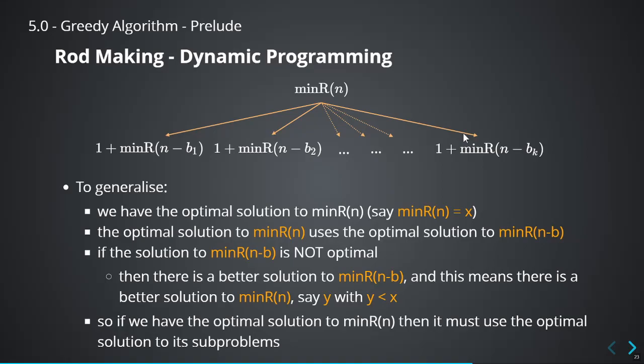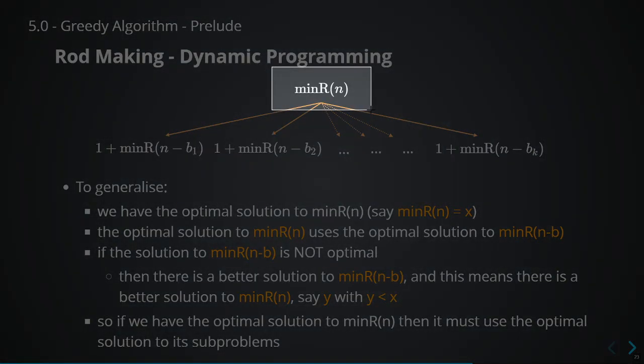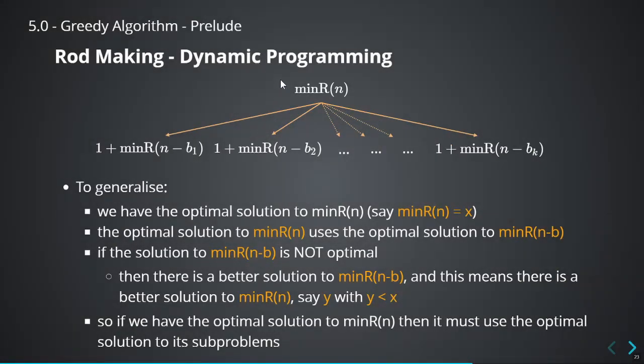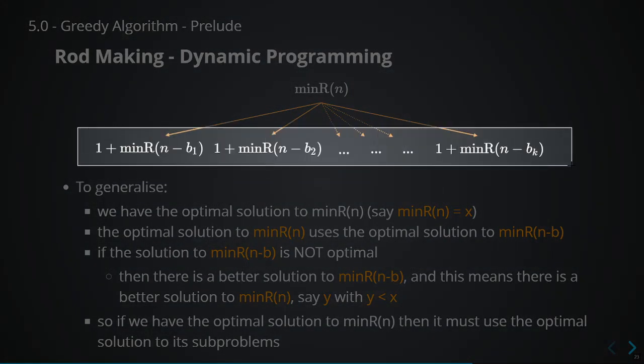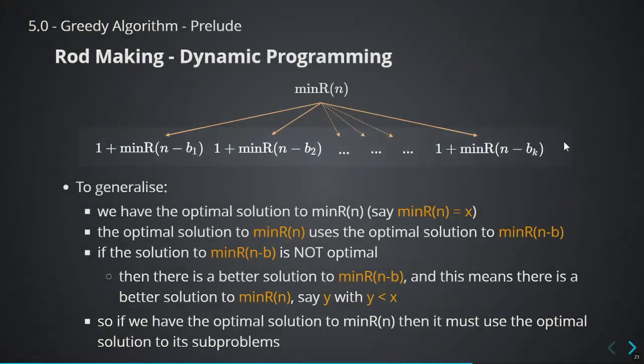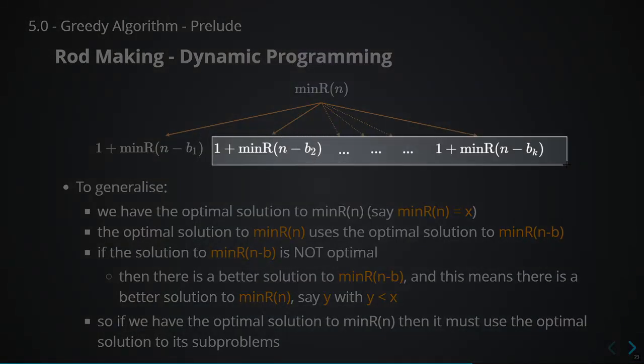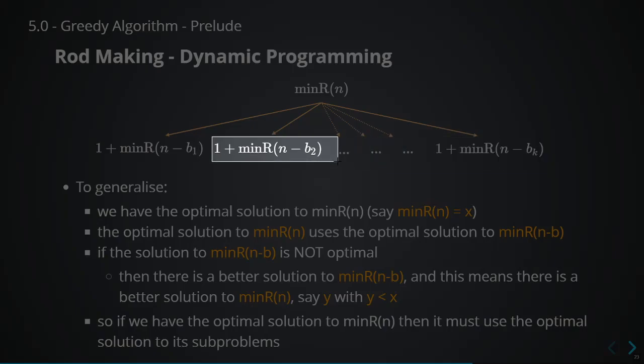All right, I'm going to generalize this. Again, I have to solve min R. That's the problem up top here. And to solve min R, I have to solve the subproblems. In dynamic programming, I go through all of them. But if I do have the optimal solution to min R, that means I know which one of these I use as part of my solution.